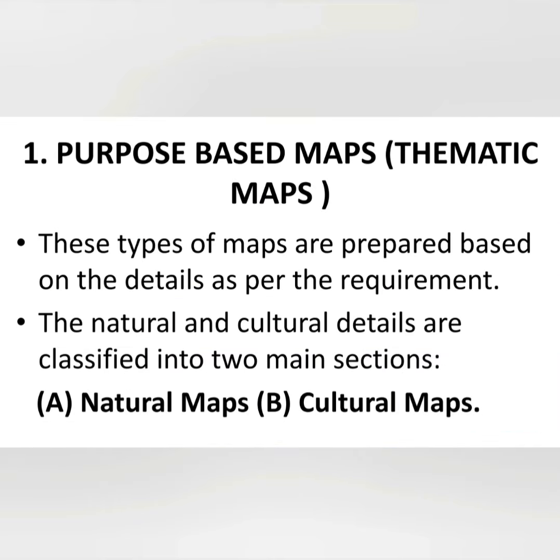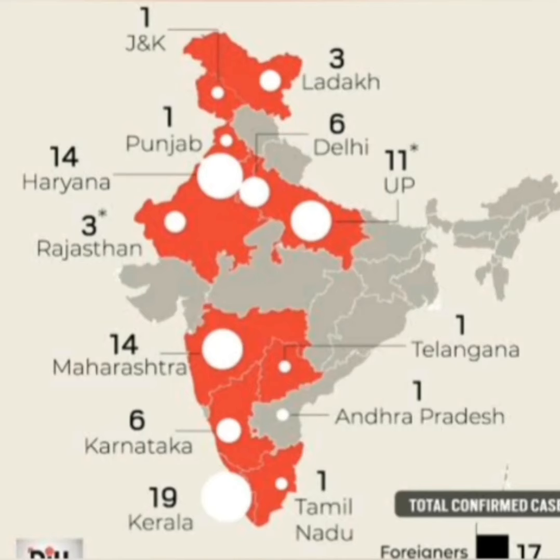Purpose-based maps are also known as thematic maps. The name itself suggests the meaning of it. Purpose-based maps means a map that can be prepared for a particular purpose. Here is one example of a purpose-based map. When the government wants to prepare data which shows the number of corona positive cases in India on the date 13th March 2020, then this is considered a purpose-based map.